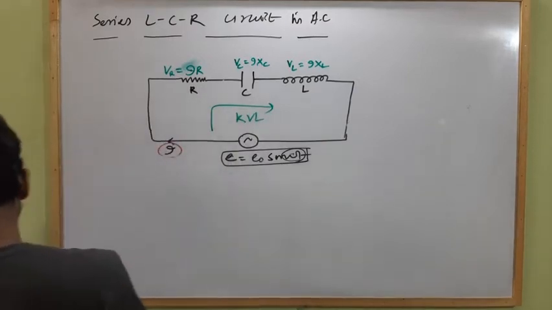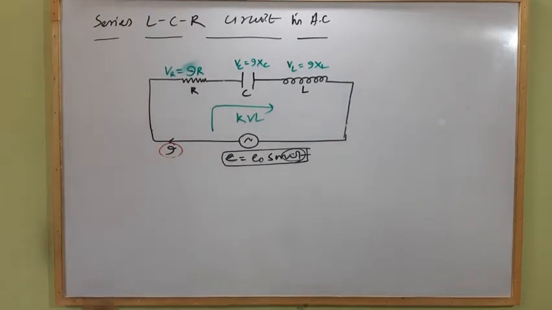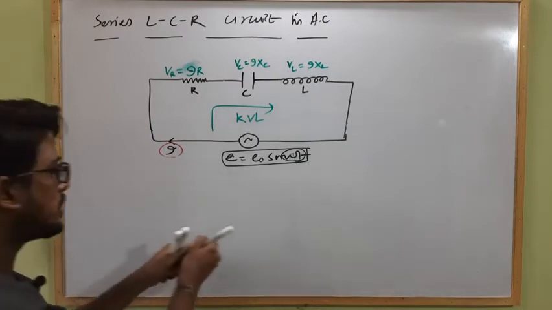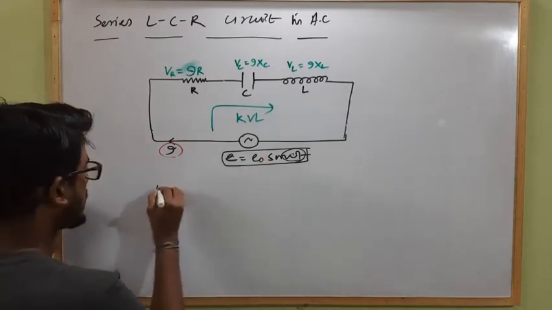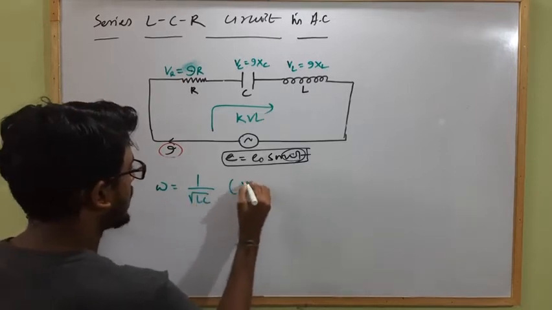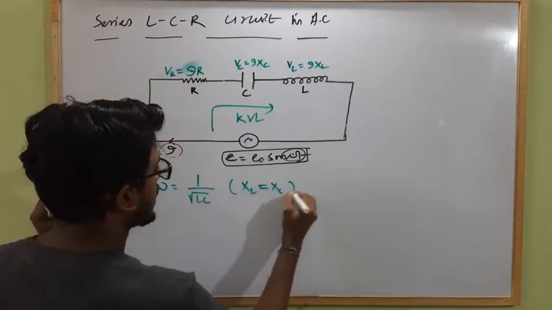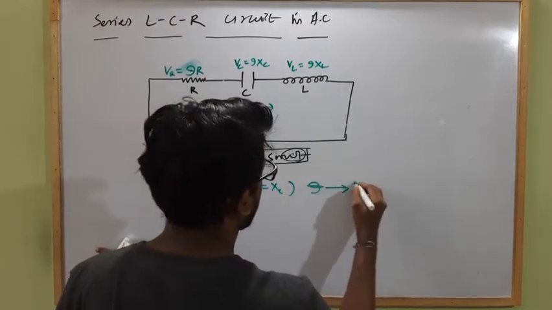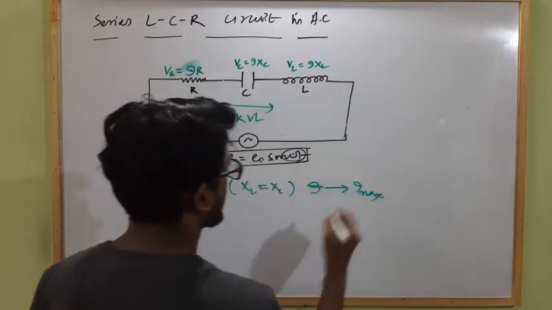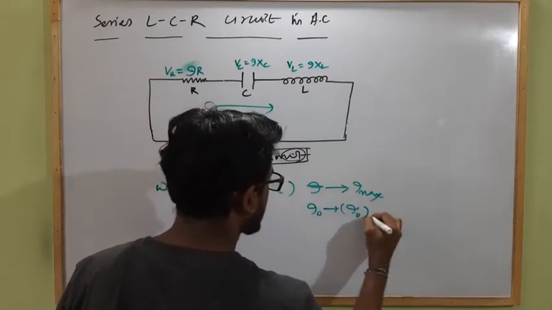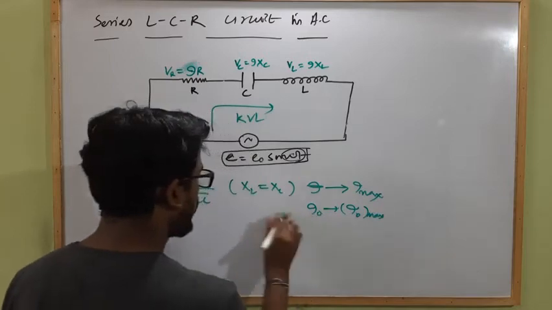And then when XL equals XC, the current flowing through the circuit will be maximum. Clear? That means for a particular frequency, omega equal to 1 by under root LC, that is when XL equals XC, the I will be I max, because at that instant I naught will be I naught max.